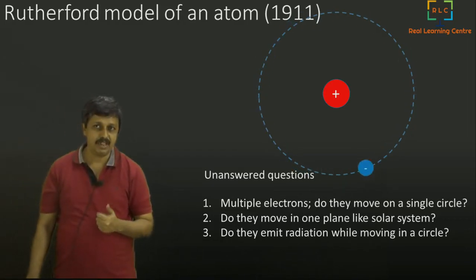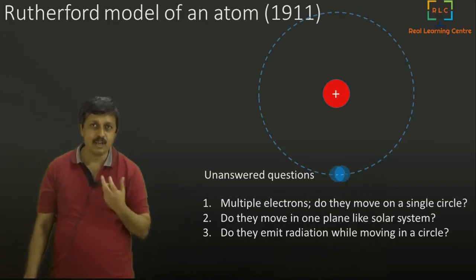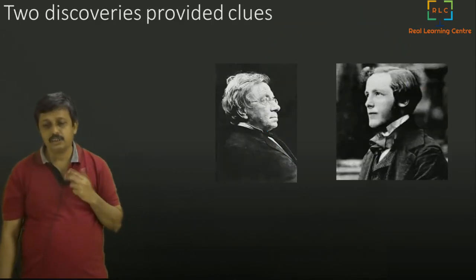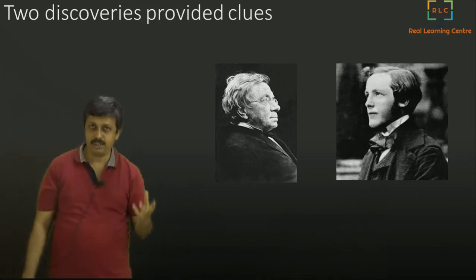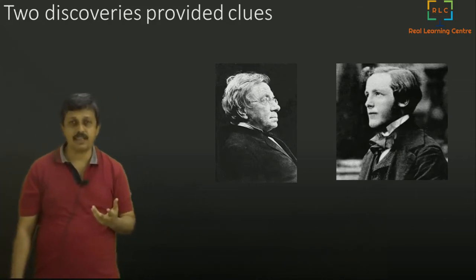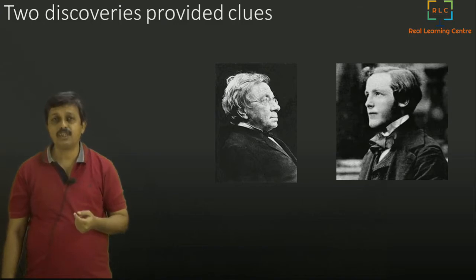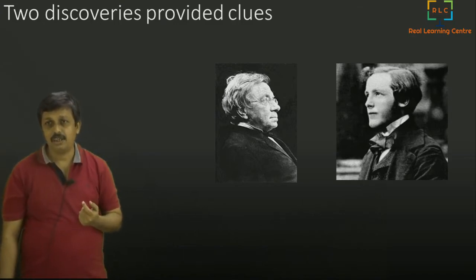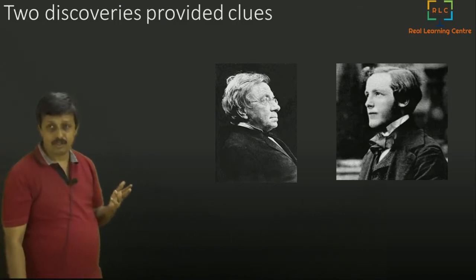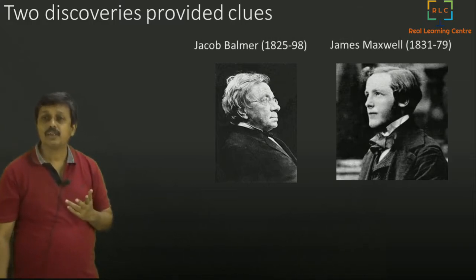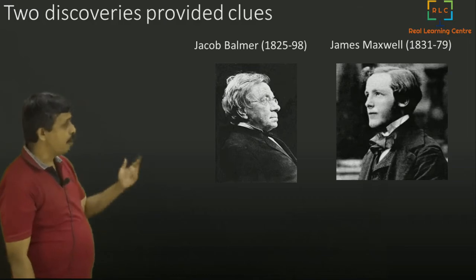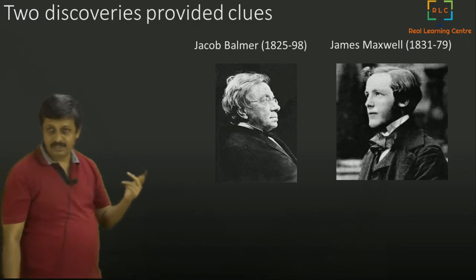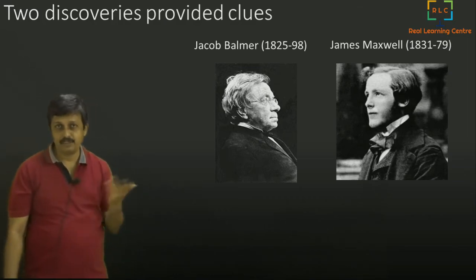Was there anybody who tried? What is the background for answering these questions? There are two discoveries that had happened a few decades before that, by two very eminent scientists from very different backgrounds. One of them is James Maxwell. The other one was Johann Balmer. Both were living at the same time, in different places, of course.